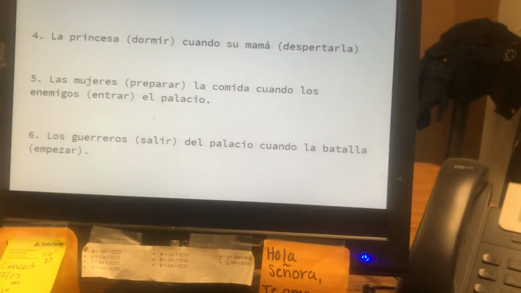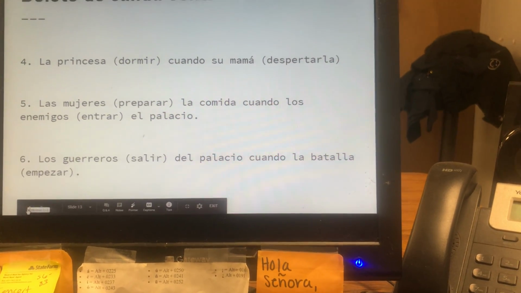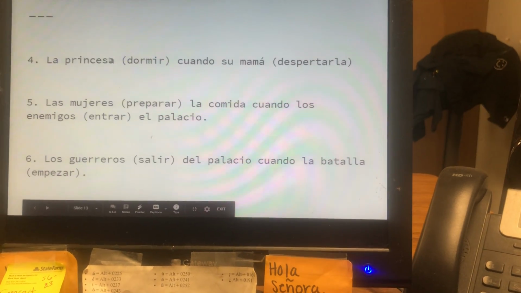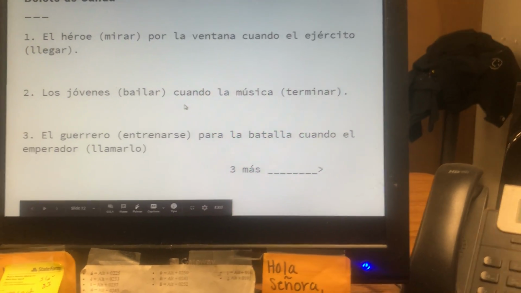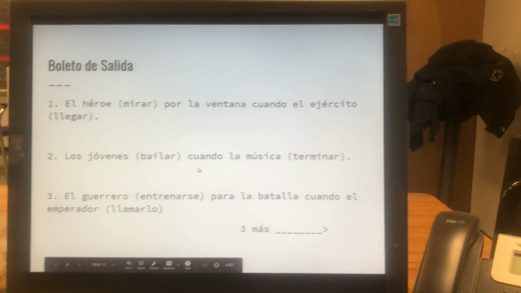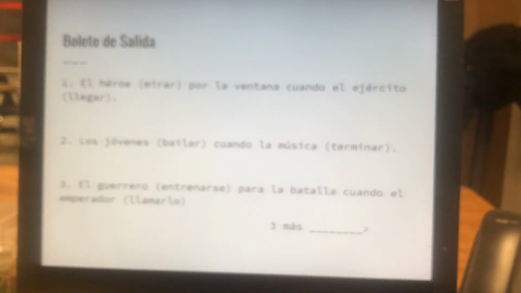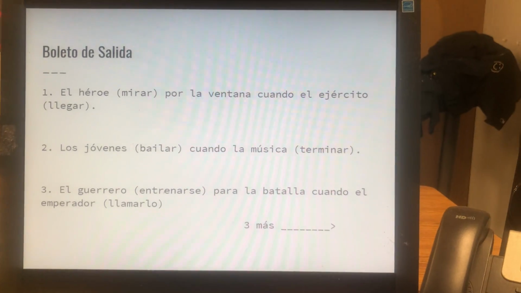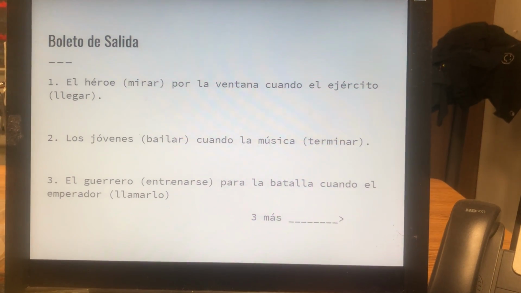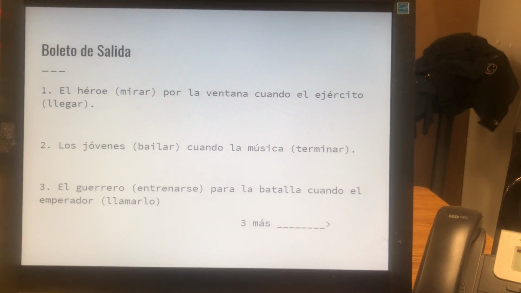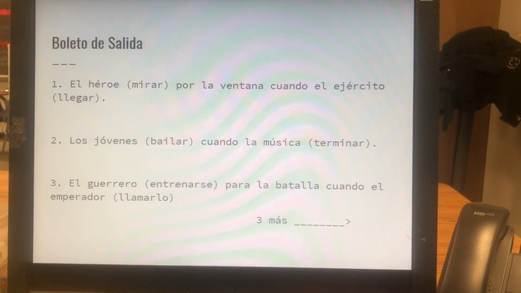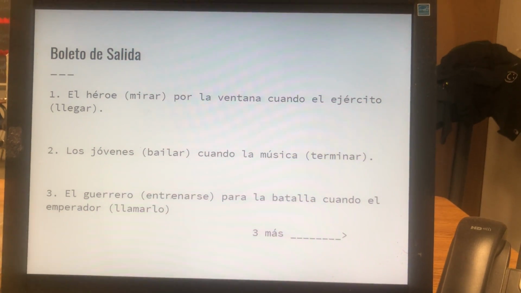I'll do, I guess, number 1 with you, maybe. Let's see if I can. Nope, I don't think it'll let me write on it. So, well, I can do it out loud. So, el héroe mirar is the first option. Por la ventana cuando el ejército llegar is the second option. So the hero was looking out the window when the army arrived.